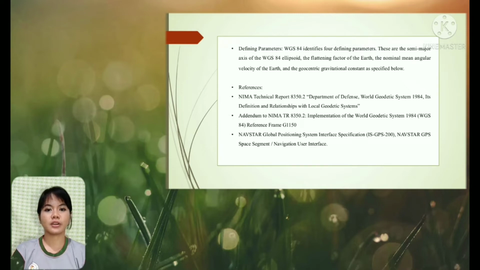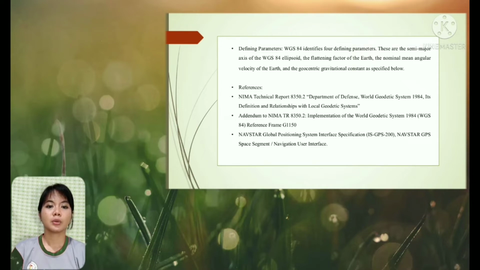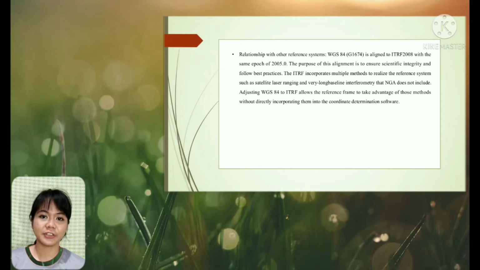The references are the NGA Technical Report 8350.2, Department of Defense World Geodetic System 1984, its definition and relationships with local geodetic systems, Addendum to NIMA TR 8350.2, Implementation of the World Geodetic System 1984, WGS-84 Reference Frame G1150, the Navstar Global Positioning System Interface Specification IS-GPS-200, and Navstar GPS Space Segment or the Navigation User Interface.